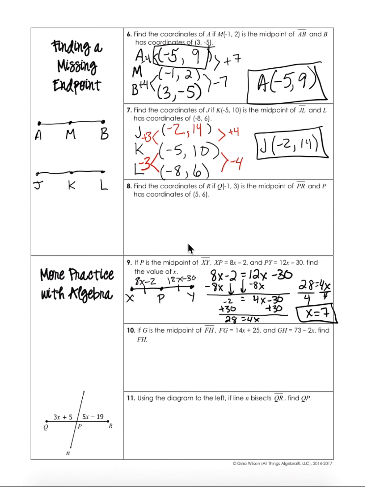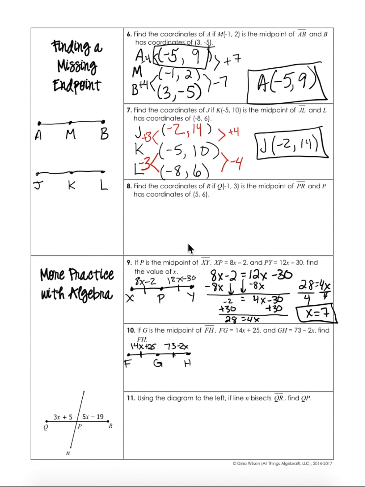Okay, so I'm going to draw this picture again in number 10. It says G is the midpoint of FH. So here I'm going to first draw FH. And then G is the midpoint, so I'm going to draw it in, and I'm going to mark the parts equal because that's what midpoint means, dividing into 2 equal parts. So FG is 14x plus 25, and GH is 73 minus 2x.